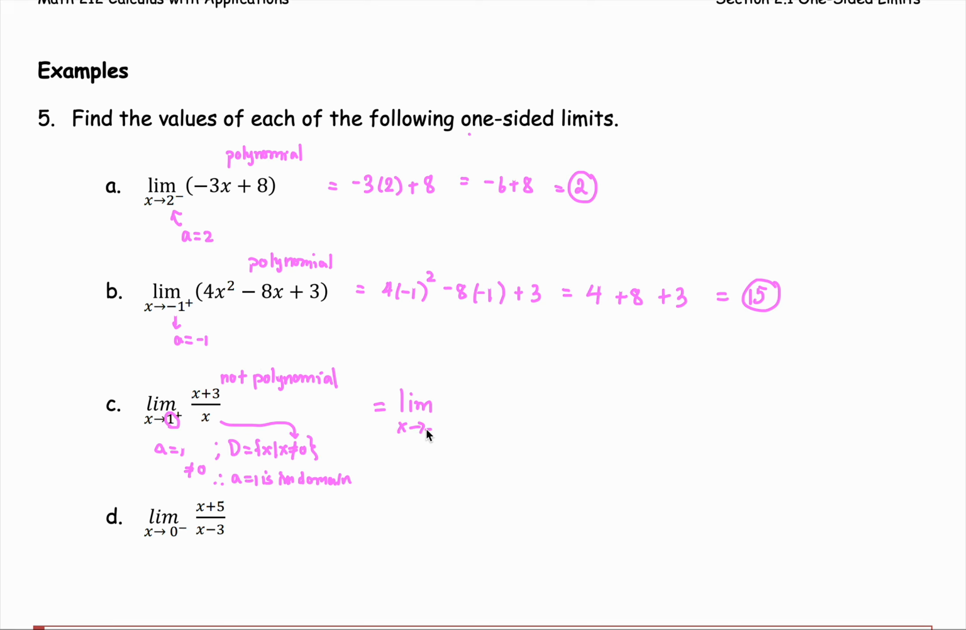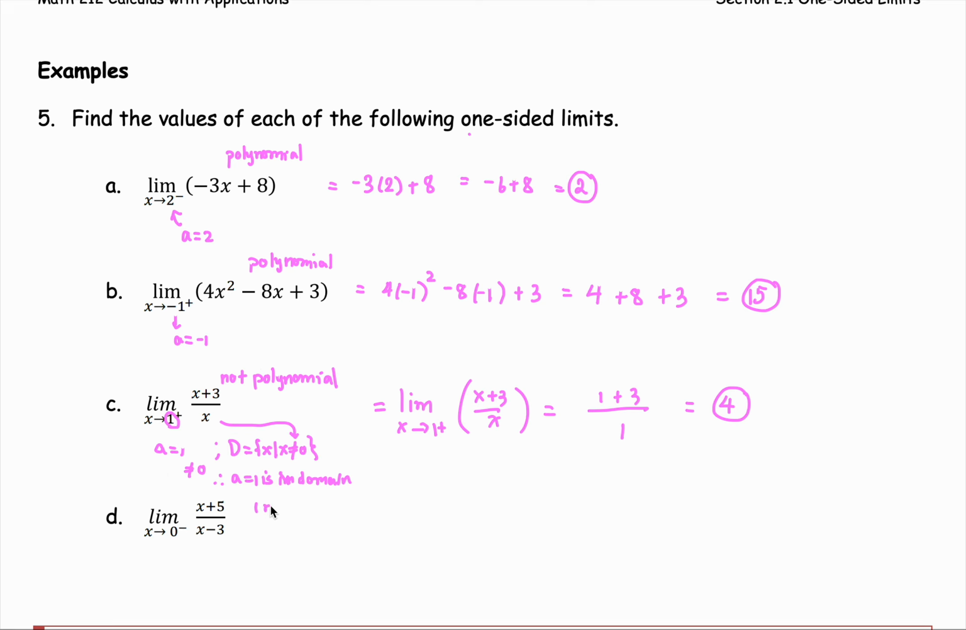Therefore, the limit of this function is the same as the function value. I'm rewriting it because it's getting messy here. So the limit as x approaches 1 from the right of x plus 3 over x is the same as when you replace x with 1. So 1 plus 3 divided by 1, or 4, is the answer for part C. Now we move to the next one.